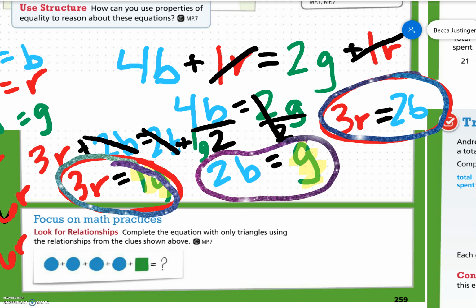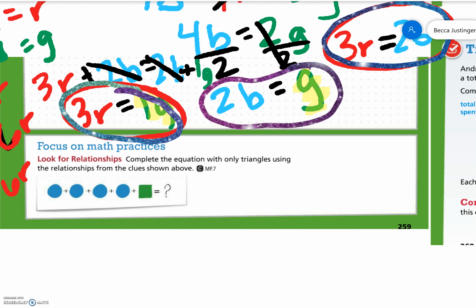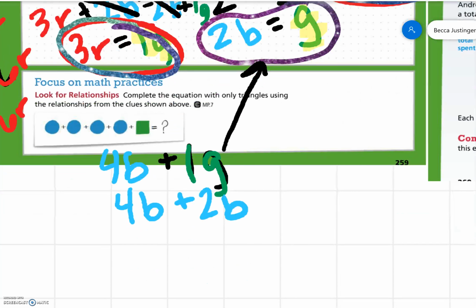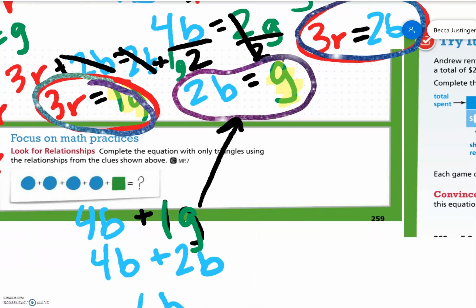Complete the equation with only triangles using the relationship from the clues shown below. So we've got 4 blue plus 1 green. Well, remember we said that 1 green was equal to 2 blue. So that's 4 blue plus 2 blue, which is equal to a total of 6 blue. But we want to know what it is in terms of red triangles.